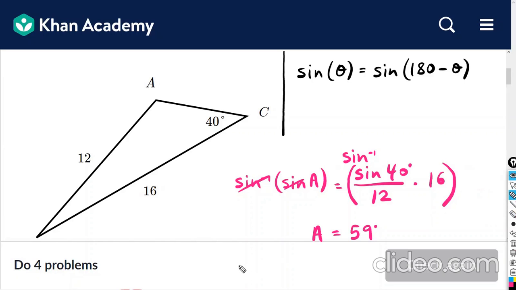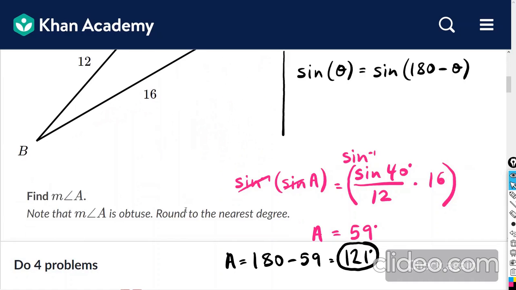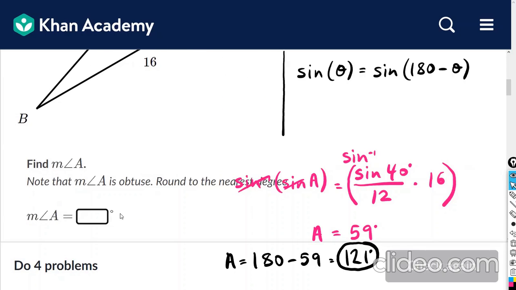So in this case, the angle A is just going to be 180 minus 59. And in that case, it equals 121. So that's our final answer. So just be careful with the sine function. See if your answer makes sense. And if not, just subtract it from 180. So click inside the box and type 121.